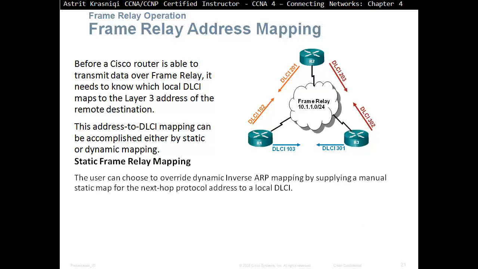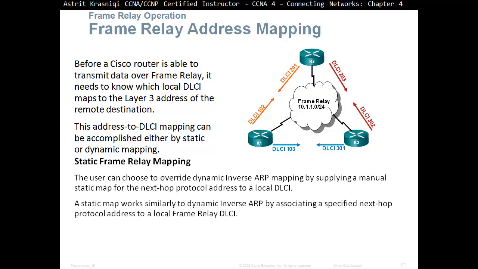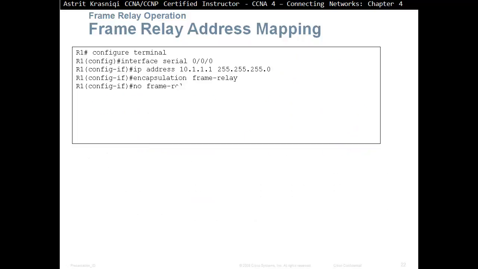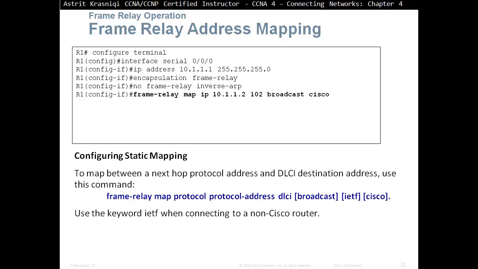Static frame relay mapping. The user can choose to override dynamic inverse ARP mapping by supplying a manual static map for the next hop protocol address to local DLCI. A static map works similarly to dynamic inverse ARP by associating a specific next hop protocol address to a local frame relay DLCI. So for example, when we configure it, we have to go to the interface, give it an IP address, and change the encapsulation from the default, which is HDLC, to frame relay. Here we disable dynamic mapping. We are saying no frame-relay inverse-arp, and we're going to create a static mapping.